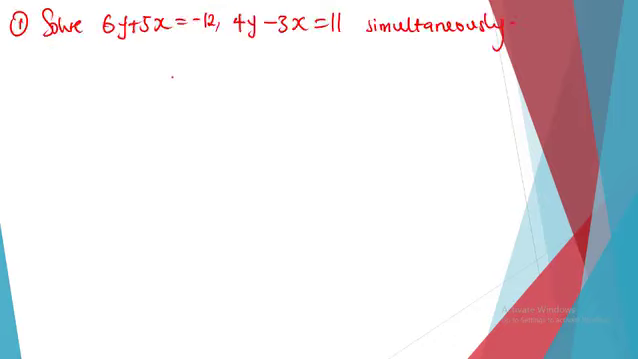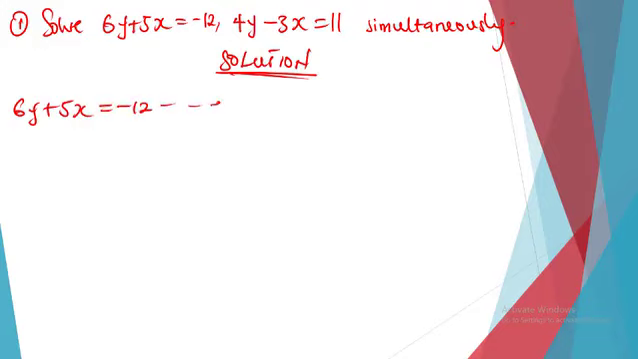We have a problem here on the screen. It says solve 6y minus 5x equal to minus 12 and 4y minus 3x equal to 11 simultaneously. So let us start the solution. The first thing we need to do is to number the equations. By numbering them, we have that 6y plus 5x equals minus 12 is our equation 1, and 4y minus 3x equal to 11 is our equation 2.